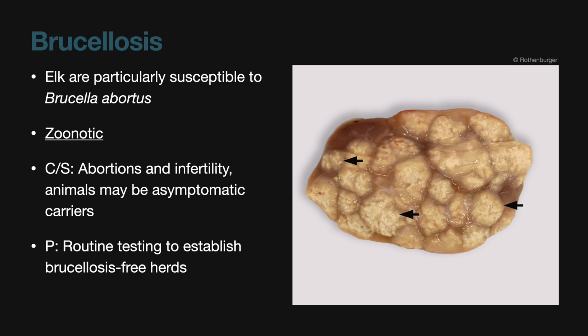Brucellosis primarily affects elk of our cervid species. The disease is caused by Brucella abortus, which is a zoonotic pathogen to humans. Clinical signs include abortions and infertility, but animals may be asymptomatic carriers. Prevention involves routine testing to establish brucellosis-free herds.